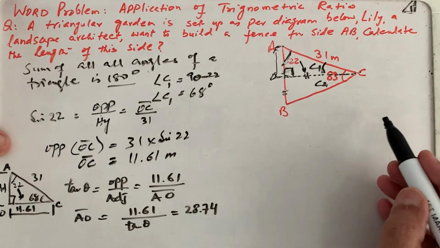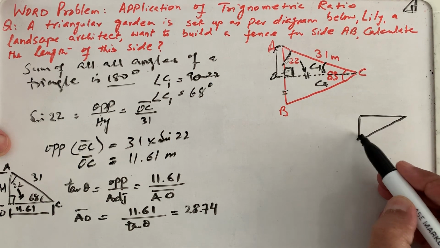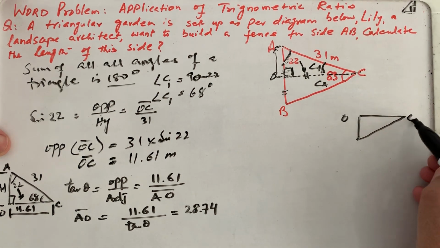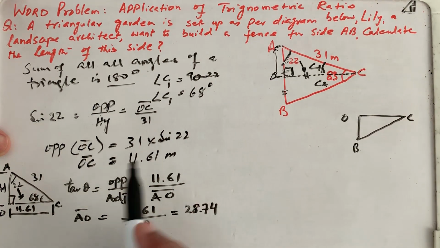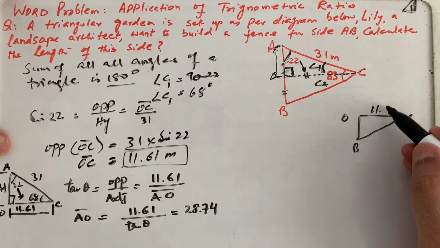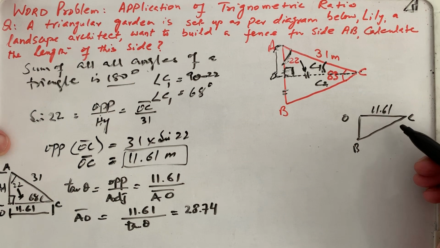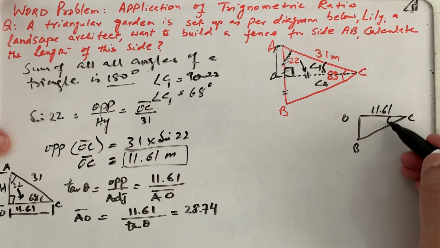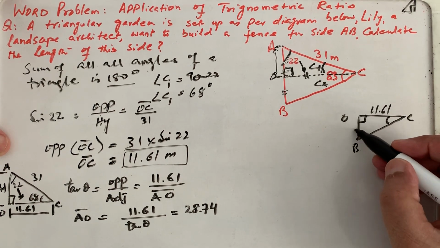Now we have to take the other triangle, which is this triangle, OCB. Here we know OC because we calculated it. What is OC? I will put 11.61 on top of it. I know this, right? And I need to know this, because I don't know this angle. This is 90 and this I need to calculate.